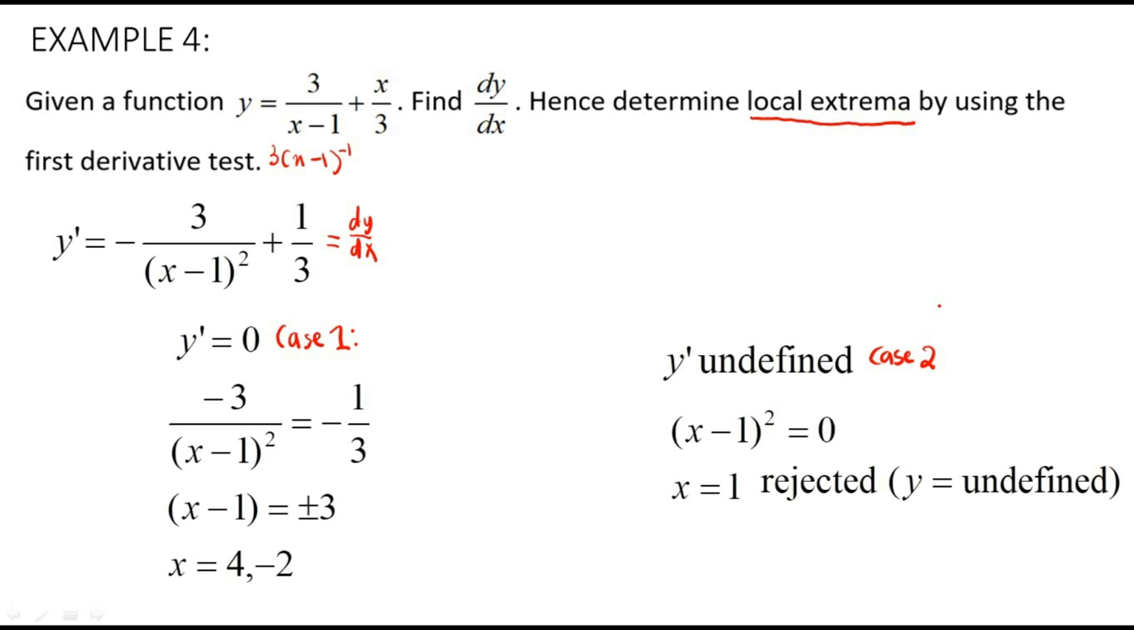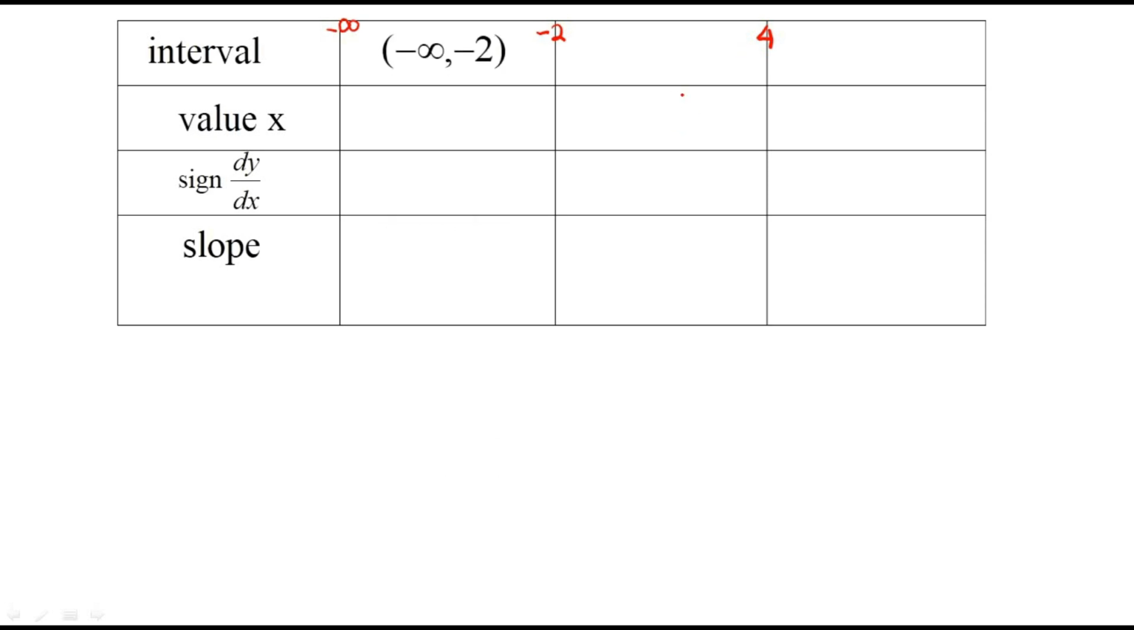Now, we will proceed with the third step, where we have to construct the table for the first derivative test. So, our first row would be our interval. Since we have the values of negative 2 and 4, our first interval would be from negative infinity up to negative 2. After that, our second interval would be from negative 2 up to 4. And our last interval would be from 4 up to positive infinity.